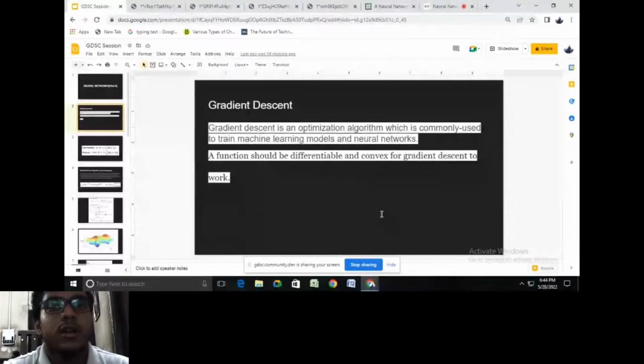For the gradient descent algorithm to work, the function that it will be predicting should be differentiable and convex. So these are some properties that we all ought to know from our basic mathematics course. I guess we all know what a differentiable function is and what a convex function is.